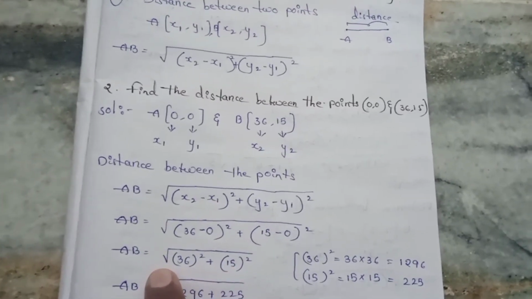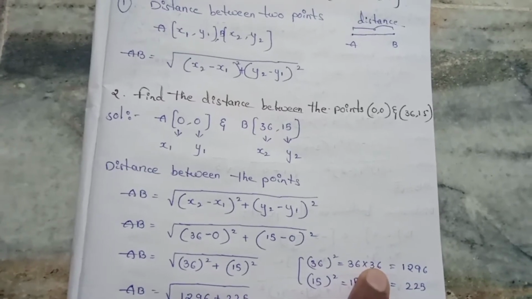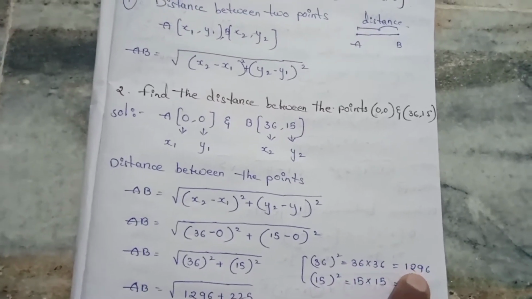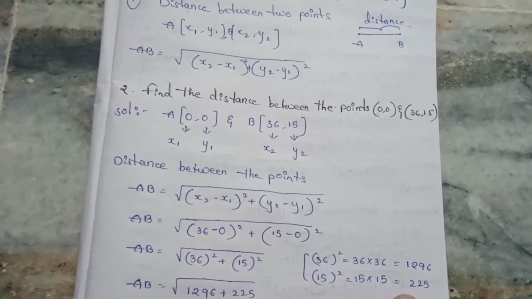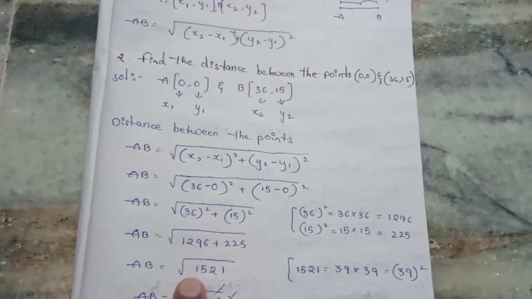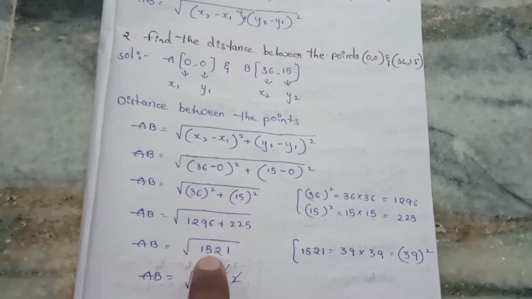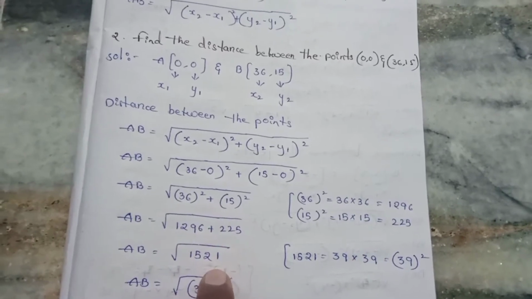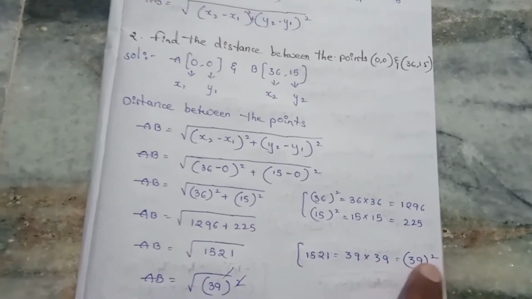Now 36 whole square can be written as 36 into 36, nothing but 1296. 15 square is nothing but 15 into 15, which is 225. Now when we add them, what do we get here? Root 1521. Now how can we write this in the form of squares? That means 39 into 39, which is nothing but 39 square.